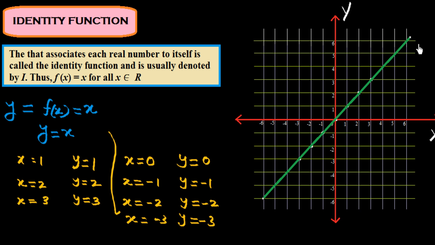So this would be the line we have. This is our graph of the identity function. Now we find out the domain and range of this function. As far as x is concerned, on the x-axis, this line is going both sides infinitely along the x-axis, as you see here. So the domain is R here.